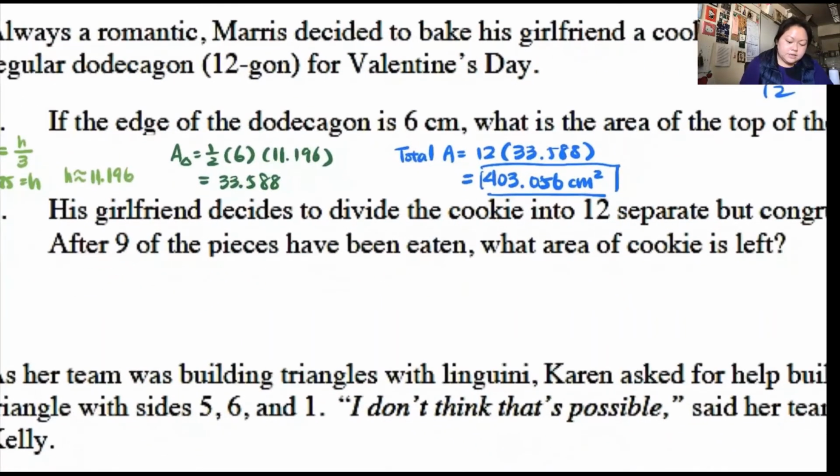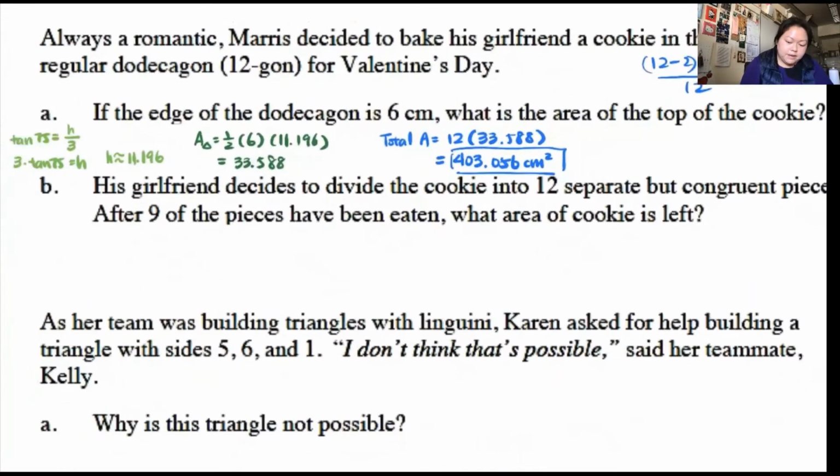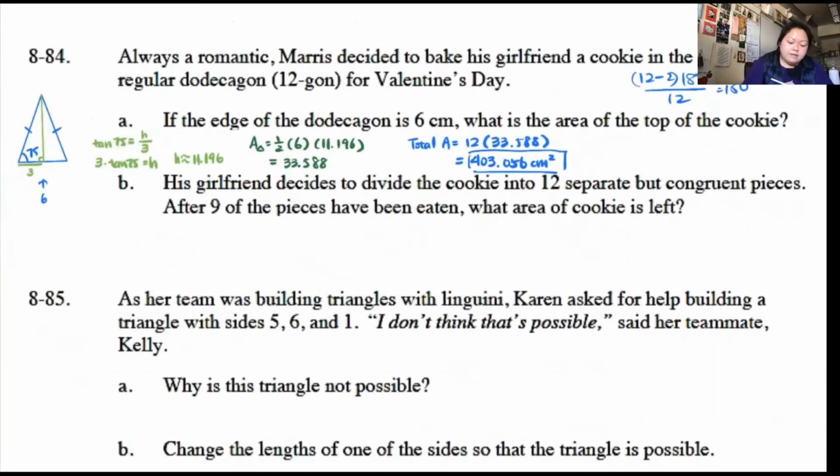His girlfriend decided to divide the cookie into 12 separate but congruent pieces. After 9 of the pieces have been eaten, what area of the cookie is left? Okay, so if she ate 9 of the 12, then there's 3 pieces left, right? Because 12 minus 9 gives me 3. So she has 3 out of 12 left, which reduces down to 1/4.